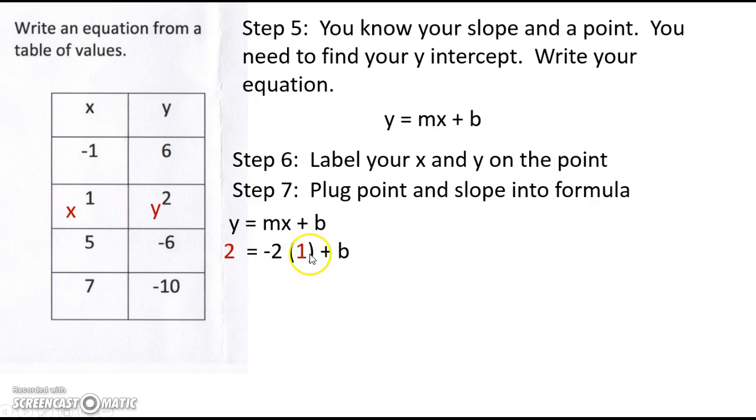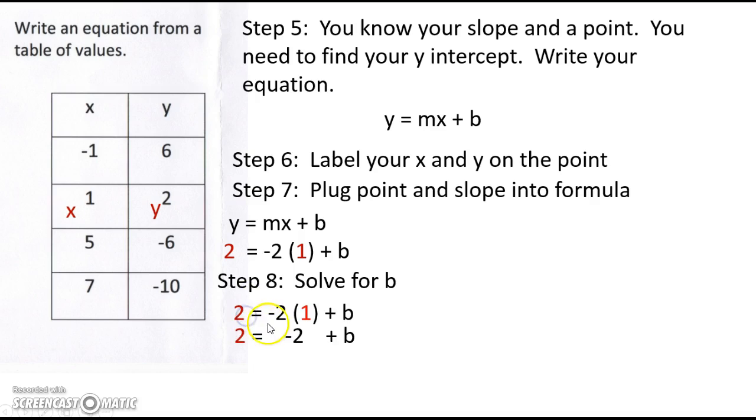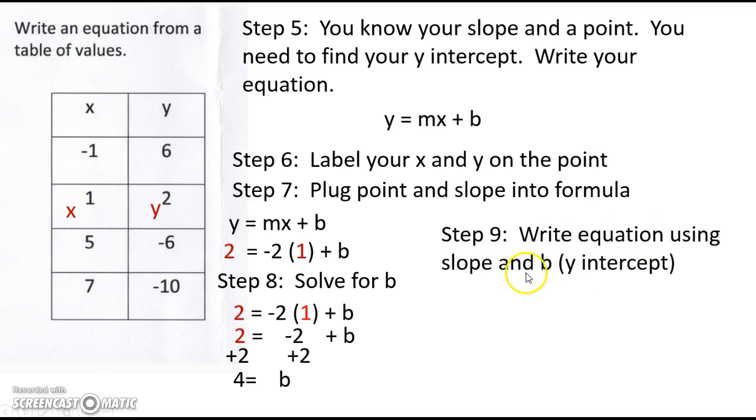So the first thing I'm going to do is do -2 times 1. So -2 times 1 is -2. So 2 is equal to -2 plus some number. So to get b by itself, I'm going to add 2 on both sides. So b is equal to 4. So now I know b. I know my slope is -2. So write an equation using slope and b, which is the y-intercept. y equals mx plus b. y is equal to -2x, which is our slope, plus 4, which was our y-intercept. So you have about 30 seconds to get this down.